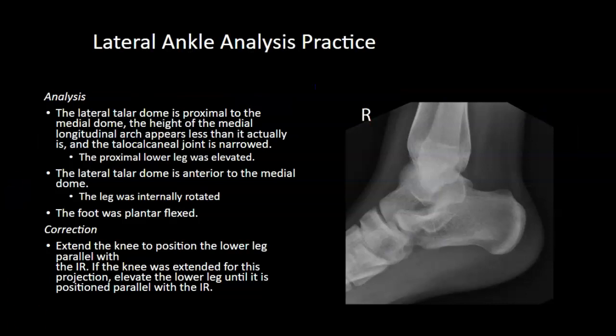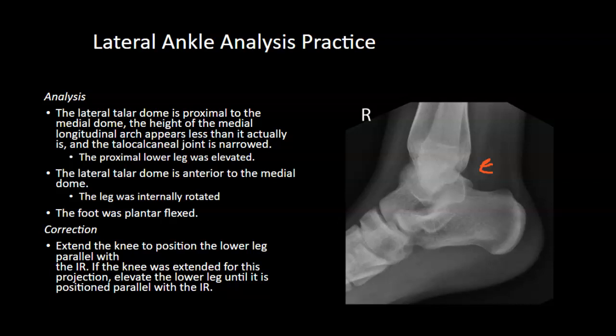Let's take a look at this practice analysis. The first thing I want to look for on this projection is, do I have all my anatomic structures? And I do, okay? However, there's a lot of distortion here because we're trying to get a lateral ankle projection, and my joint space is closed. I can't see anything here. So this is an automatic repeat, okay? We've got to correct this.